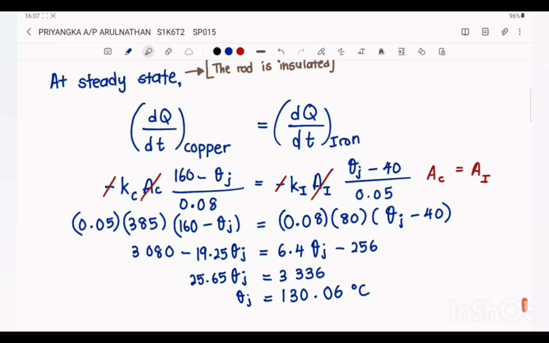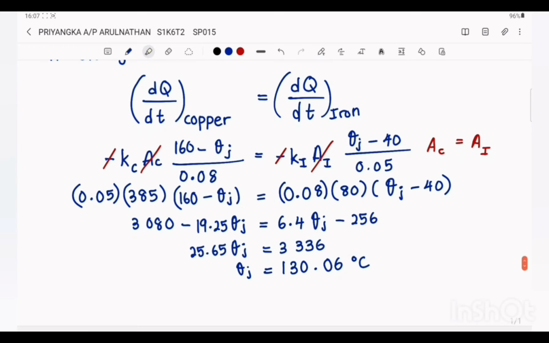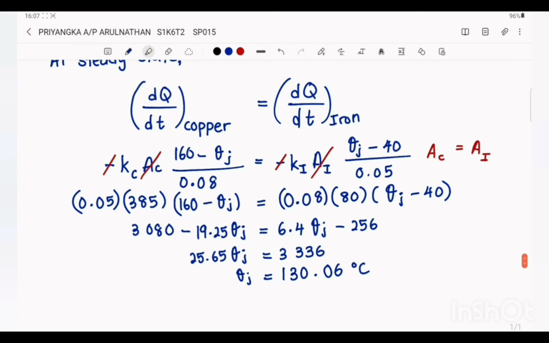The formula is as below. Negative Kc Ac in bracket 160 minus theta J over 0.08 is equal to negative Ki Ai in bracket theta J minus 40 over 0.05. Since Ac equals Ai, they cancel out each other. Substitute the respective values in the formula. The final answer is that the temperature at the joint is 130.06 degrees Celsius.